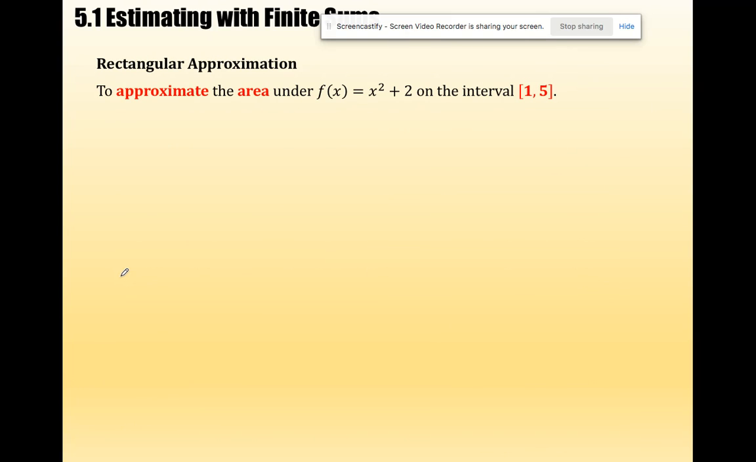So let's get started. Example 1. To approximate the area under this curve, which I can see, x squared plus 2, is always above the x-axis, so it's certainly above the x-axis on 1 to 5.